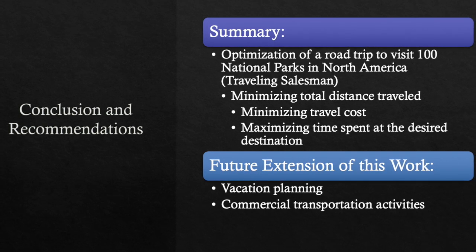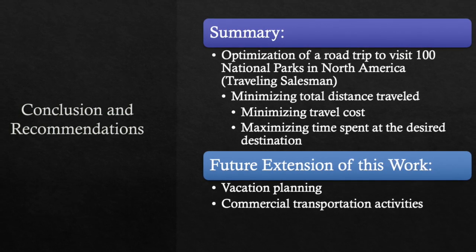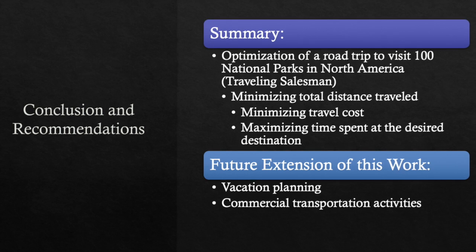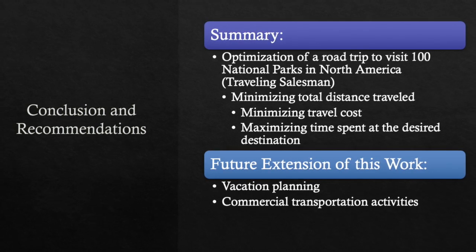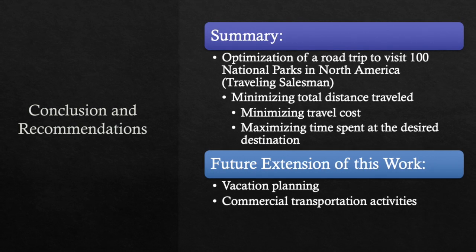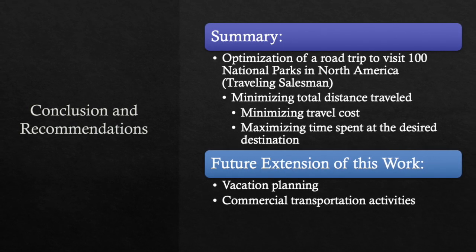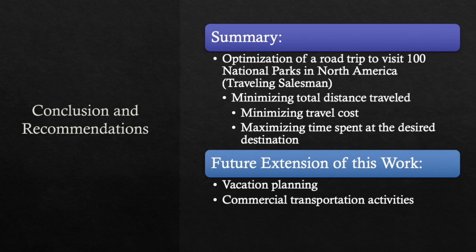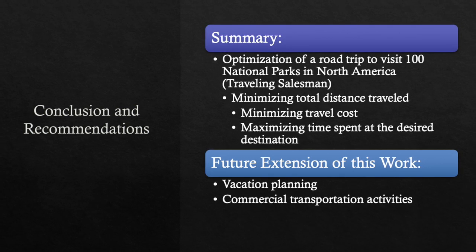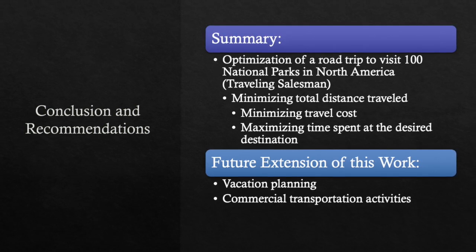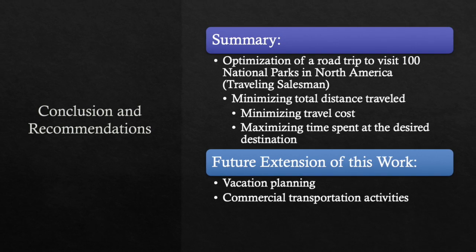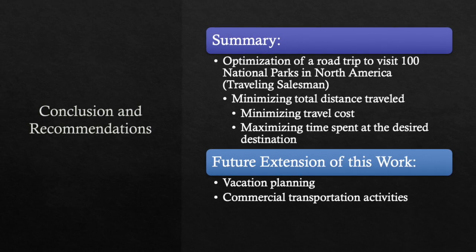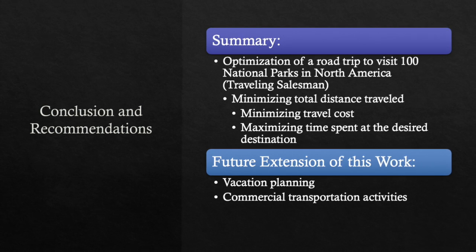Our project served to optimize a road trip to visit national parks in North America. This is mimicking the common traveling salesman problem, where the traveling salesman visits N cities once while distance and cost are minimized. Likewise, this optimization minimizes total distance traveled, thus minimizing travel cost, and also maximizing time spent at the desired national park destinations. This work could easily be extended to support any other vacation planning activities, and potentially support commercial transportation routing as well.